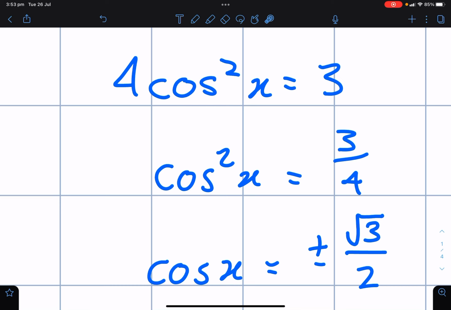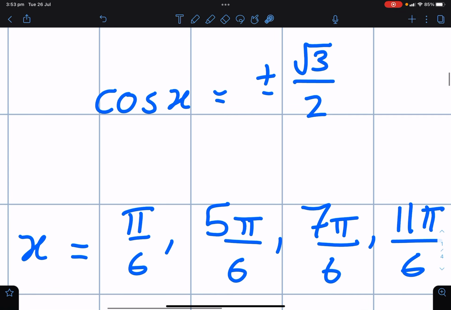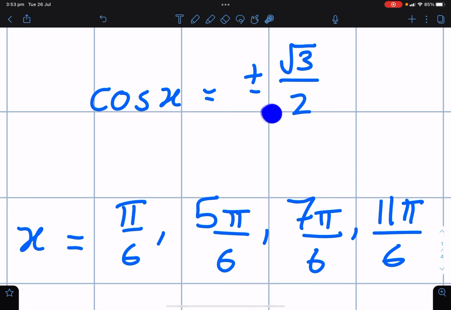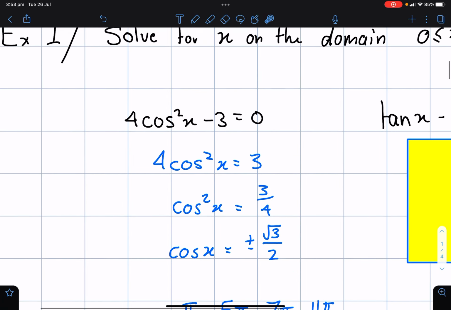This is where I want you to have a look at your unit circle. You should have coordinates on the edge of your circle, and look for the x coordinate of plus or minus root 3 on 2. Hopefully you find the angles. Pi on 6 has an x value of positive root 3 on 2. 5 pi on 6 is negative root 3 on 2. 7 pi on 6 is also negative root 3 on 2. And 11 pi on 6 is positive root 3 on 2. These are all of the values for x that make our original equation true. So that's example 1.